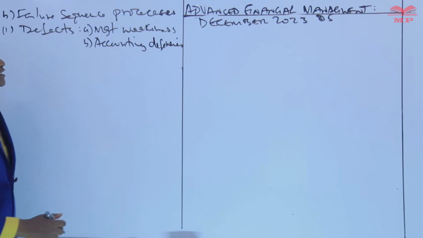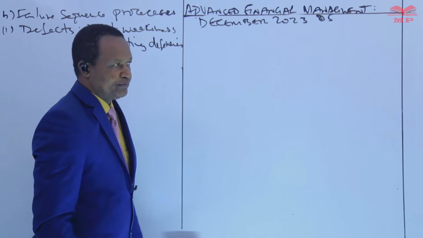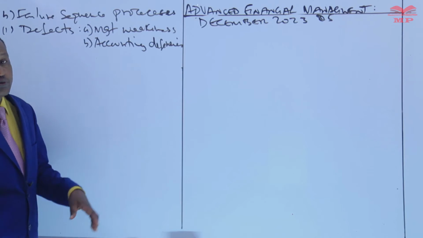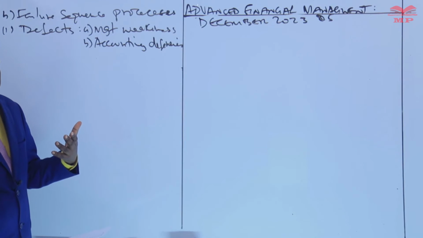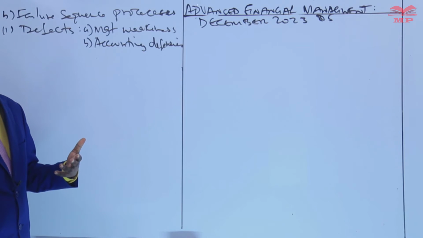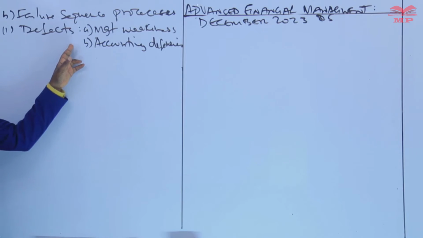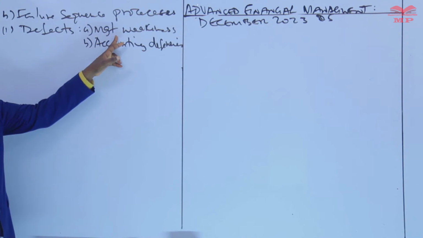Accounting deficiencies. And candidates, here we are discussing corporate failure. There are many models that help us understand the concept of corporate failure. One of them is Argenti's model score. So here, candidates, the defects are categorized into two. This is management weaknesses and accounting deficiencies.